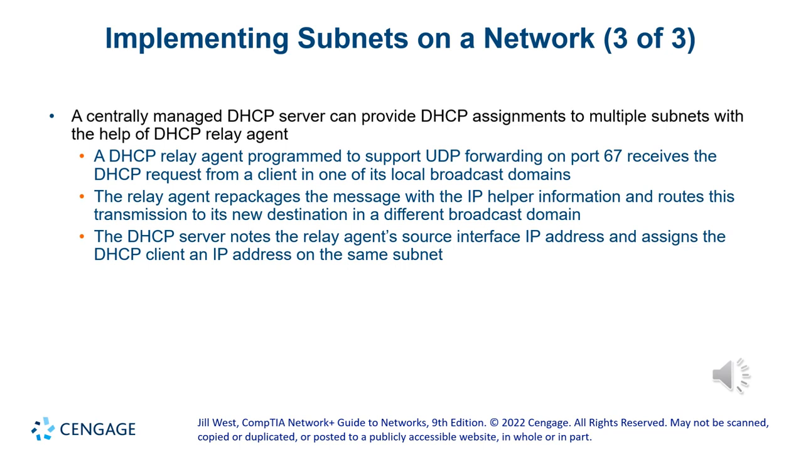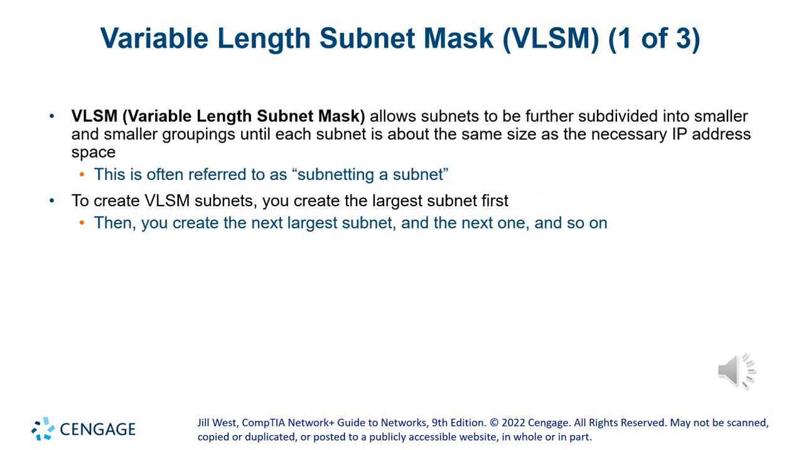So it will pick one of those at random. It doesn't have to be in sequence. Some DHCPs do it in sequence, some other ones will just do it at random, and it'll assign one of those IP addresses from the pool.